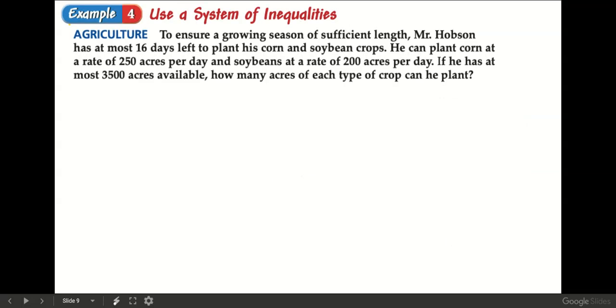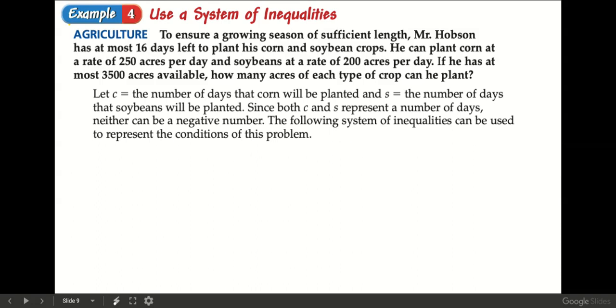Let's look at one last problem. Let's use a system of inequalities. To ensure the growing season is of sufficient length, Mr. Hobson has at most 16 days left to plant his corn and soybean crops. He can plant corn at a rate of 250 acres per day and soybeans at a rate of 200 acres per day. If he has at most 3,500 acres available, how many acres of each type of crop can he plant? So if we let C be equal to the number of days that corn will be planted and S equal the number of days that soybeans will be planted, since both C and S represent number of days, neither can be a negative number.